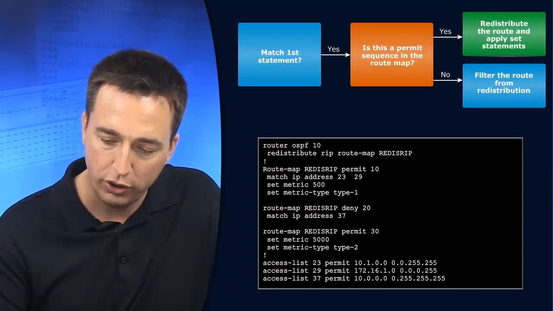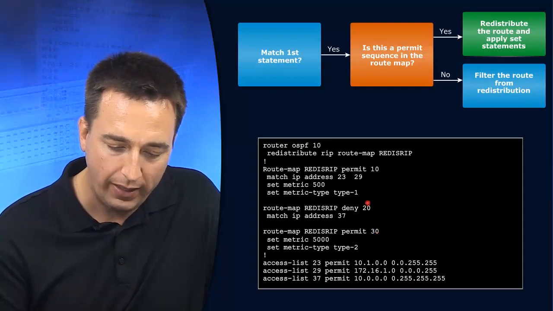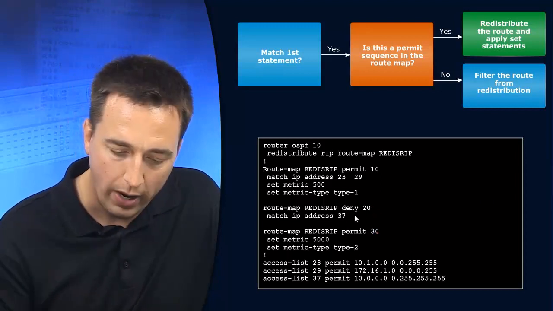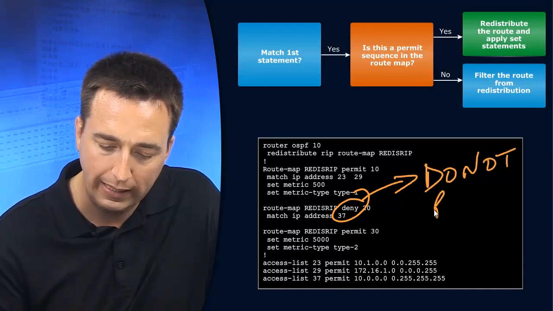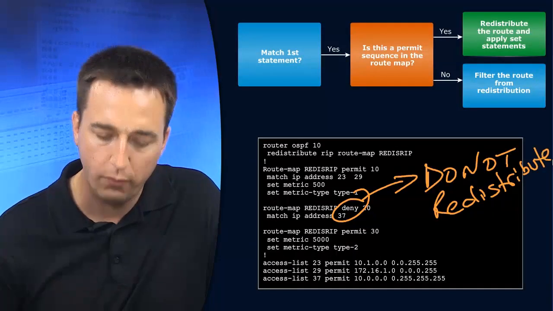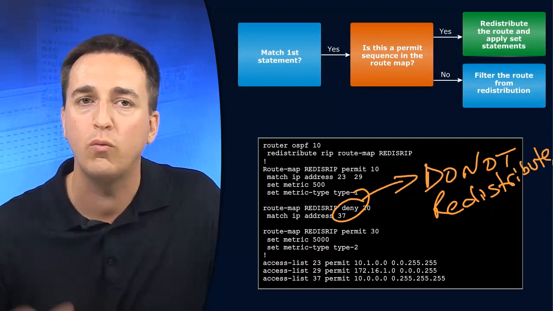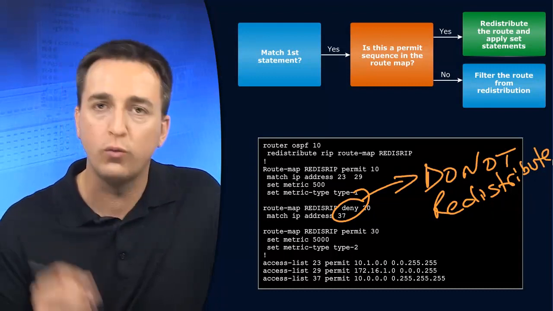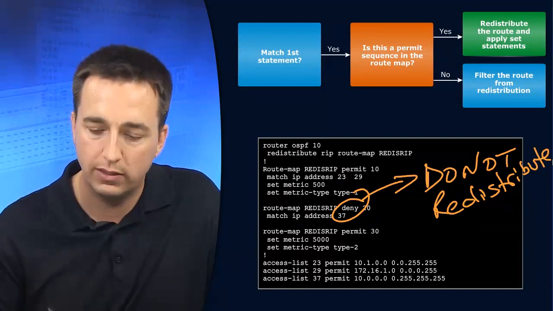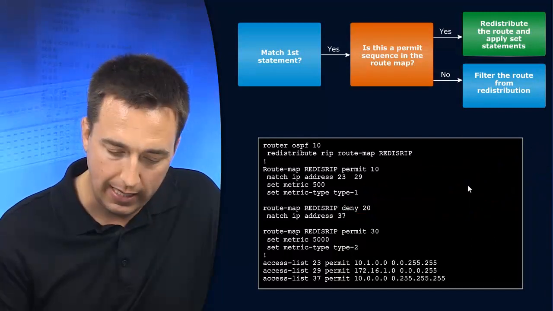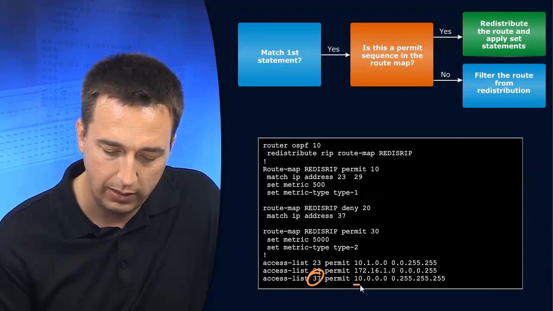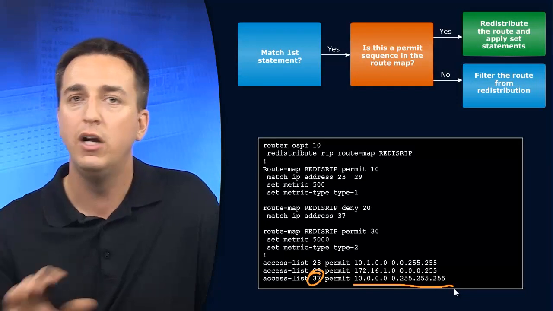If we look at entry number 2, right off the bat, we can see it's a deny. And deny means what? Deny means do not redistribute. So what are we not redistributing here? We are not going to redistribute any routes that match access list 37. So if we analyze access list 37 down at the bottom, we can see it's any route from 10.0.0.0 through 10.255.255.255.